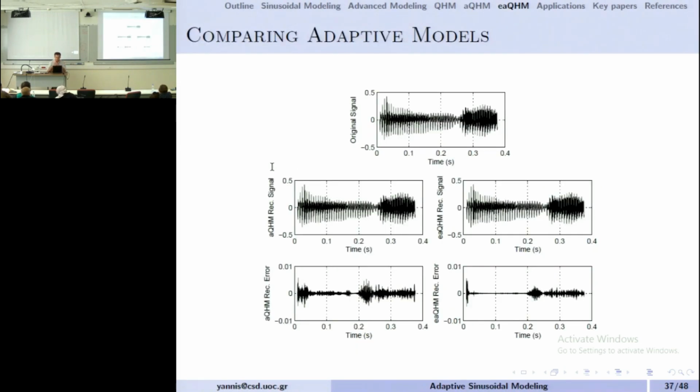Now, this is again the original speech. This is reconstructed using the adaptive quasi-harmonic model, and this is the extended adaptive quasi-harmonic model. If you look at this and this, they look the same. But if we compute the mistake, the error, then you see this is the error that we had from the adaptive quasi-harmonic model, which is much better than the sinusoidal model. We have already shown that. With the extended one, we have much less error.